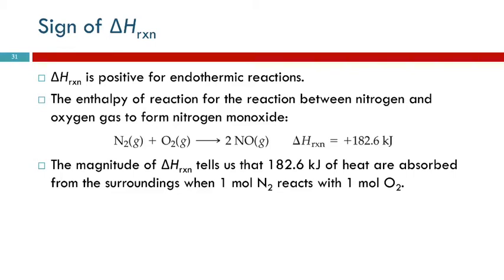For a positive delta H, you have an endothermic reaction. Nitrogen and oxygen will react to form nitrogen monoxide. When that happens, energy is absorbed from the surroundings. So when 1 mole of nitrogen reacts with 1 mole of oxygen, 182.6 kilojoules of energy is absorbed from the surroundings. So this number, delta H, it's an amount of energy that relates to the molar quantities in the balanced chemical reaction as it is written.